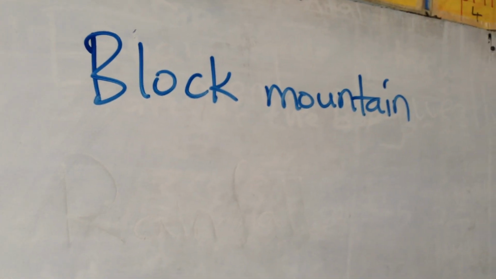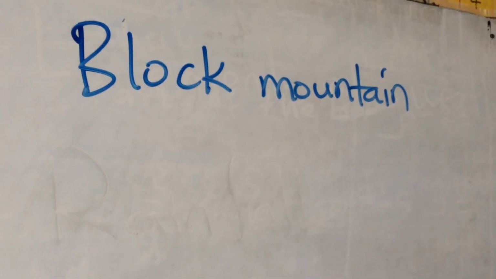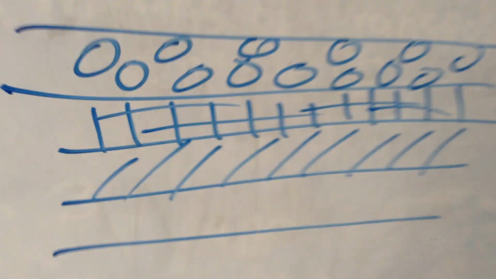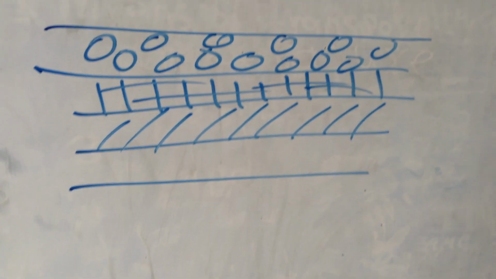So I'm going to illustrate the formation of block mountain very simply. The Earth's crust is made up of different layers of different materials. At the top you have lighter materials. This is the Earth's crust, and as you go down you have heavier and heavier materials as you go down. So I'm just going to use line patterns to show the different layers of materials.